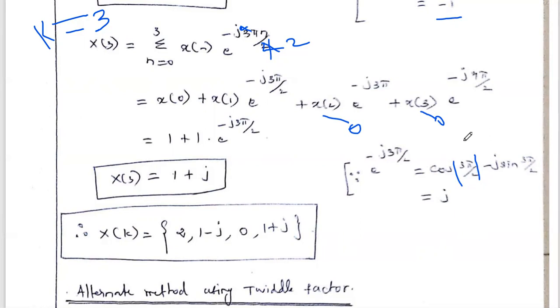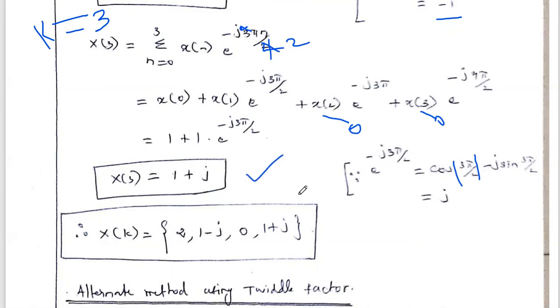Cos 3 pi by 2 is nothing but, 3 pi by 2 means 270 degree. In terms of degree, it is 270. So cos 3 pi by 2 answer is 0, and sin 3 pi by 2 answer is minus 1. So minus of minus is plus, so it is j. So e power minus j 3 pi by 2 answer is plus j. Substitute this answer here, we will get x of 3 equal to 1 plus j. So this is the fourth answer.